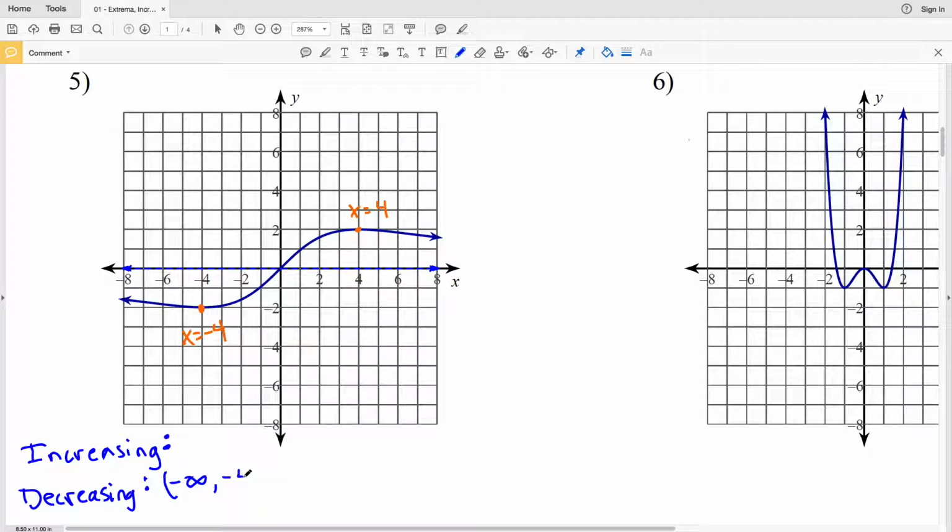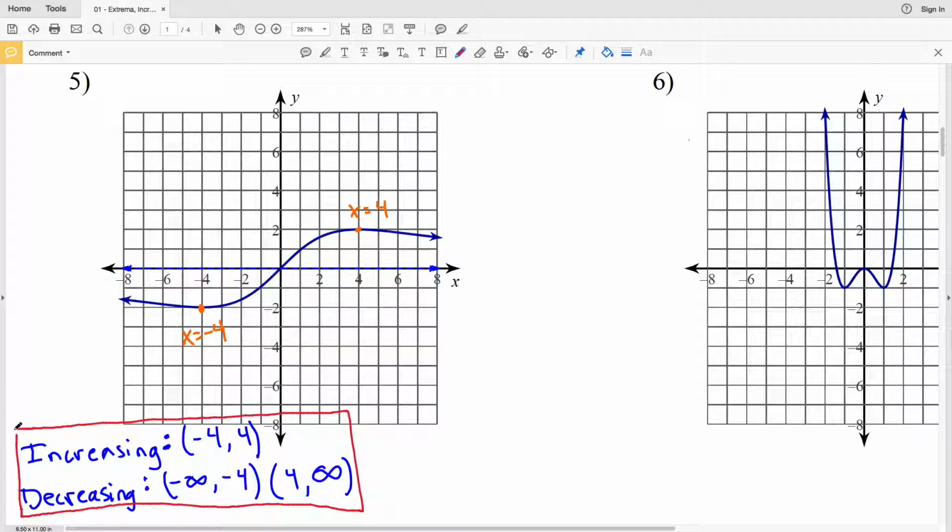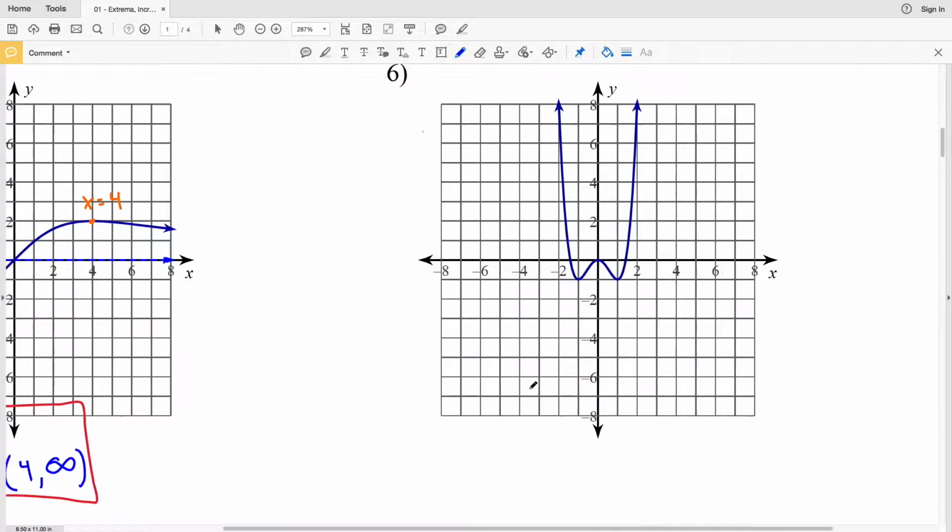So from -infinity to -4, that interval, our function is decreasing. Then, from x equals -4 to x equals 4, our function is increasing. So increasing over the interval -4 to +4, and then once it reaches +4, it begins decreasing again. So from +4 to +infinity, we have another interval of decrease. So it's increasing over the interval -4 to 4, and it's decreasing over the interval -infinity to -4, and 4 to +infinity. Now let's look at number 6.